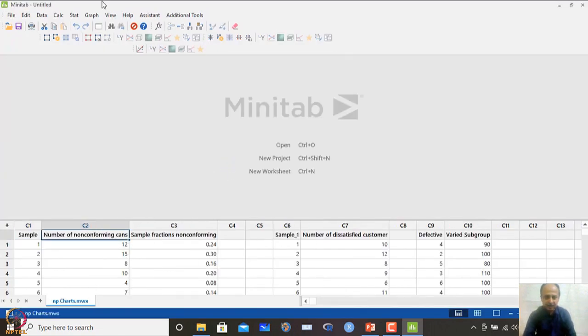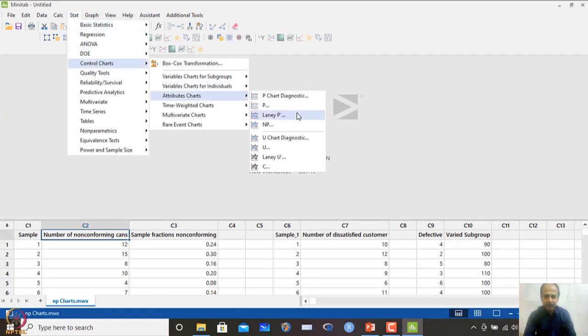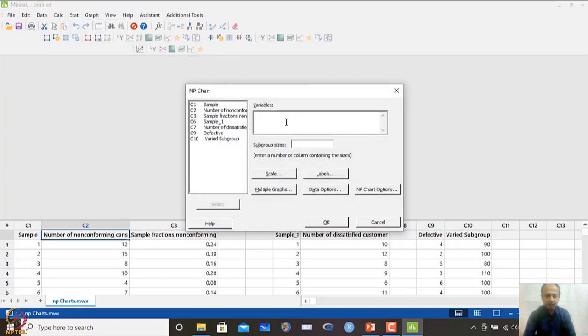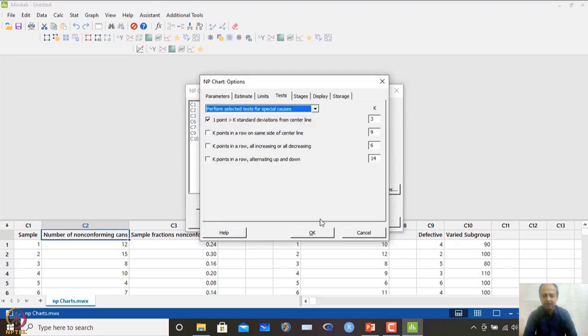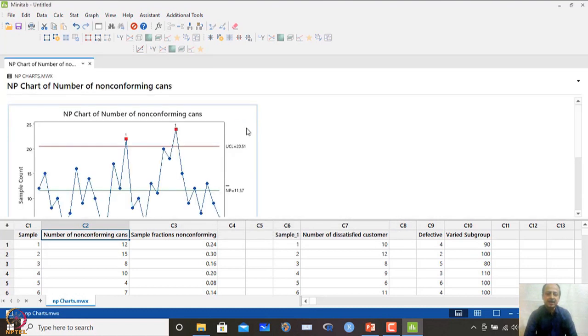So, over here, the same example we are taking. I go to Stat, Control Charts, Attribute Charts, and click on NP Chart. I do not want to see the proportion and its upper and lower limits. I want to see the number of non-conforming items, and I will say the subgroup size is 50, and other conditions remain the same. Then I click OK, and I get the control limit lines.